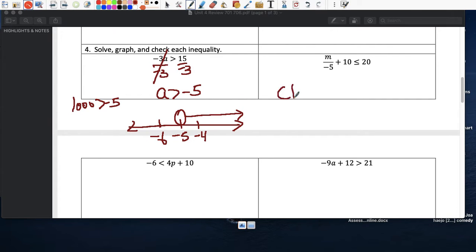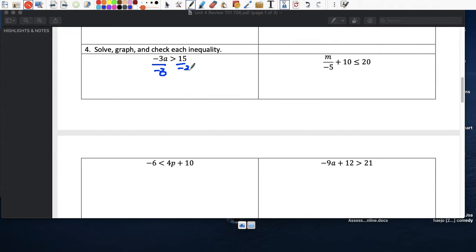Now, here's also what you have to do, is check. Let's pick a value for a. We can pick negative 4, negative 3, negative 2, negative 1, 0. We can pick any number to the right of negative 5. So let's pick 0. 0 is always the easiest. So we get negative 3 times 0 greater than 15. Oops, and Mr. Cho, remember, I forgot. Ugh. Please ignore this. I'm going to start all over again.